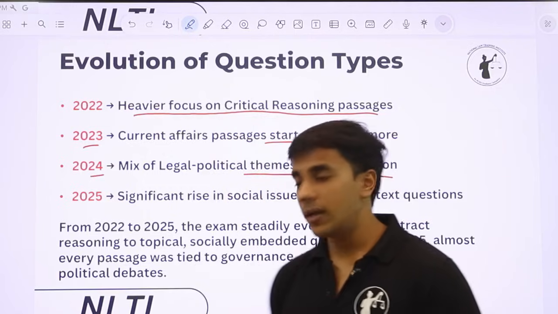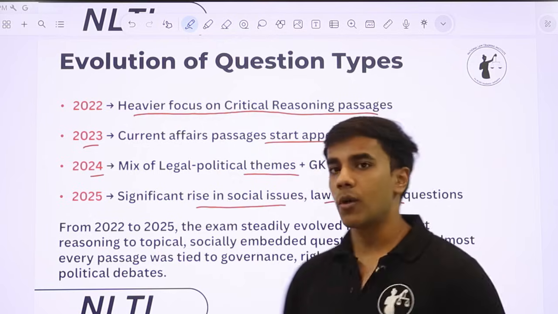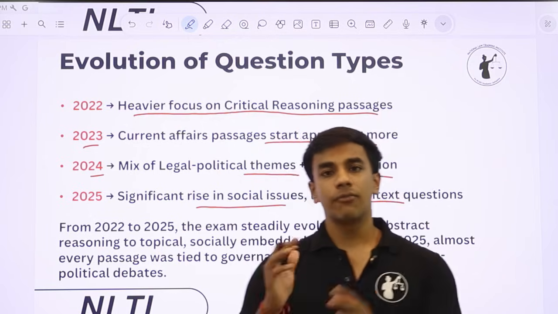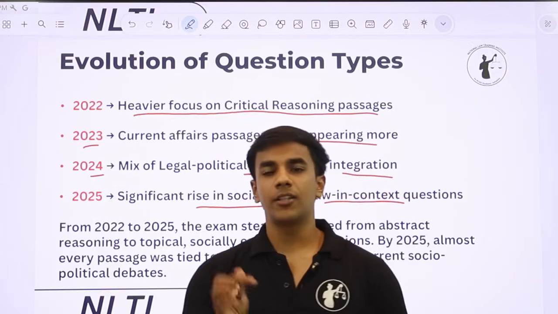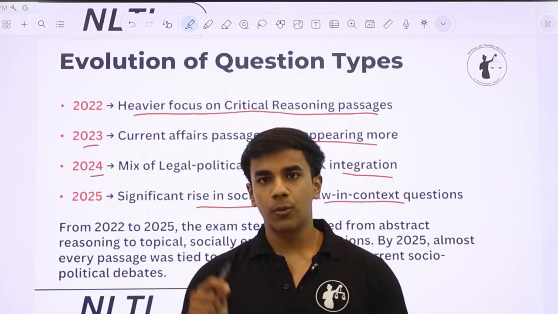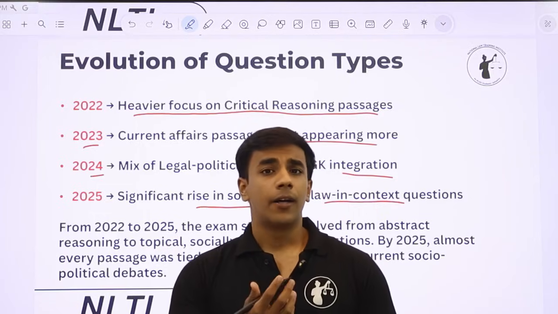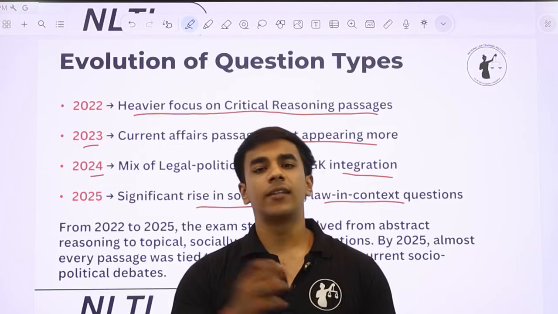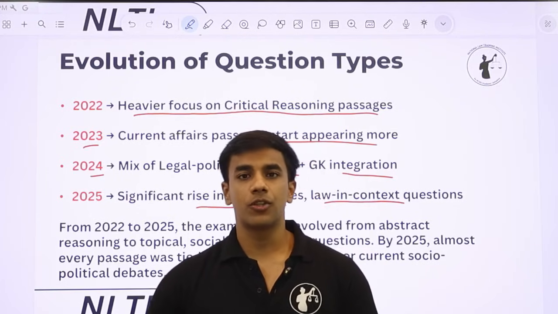Finally, in NLSAT 25, significant rise in social issues, law and context questions. So NLSAT 25 was the final nail in the coffin, in which all passages, if you read any passage, will have a cultural angle to it, they would have a constitutional angle to it, they might have a policy angle to it, or they are either related to law. For example, the PIL question is directly from constitution or law.